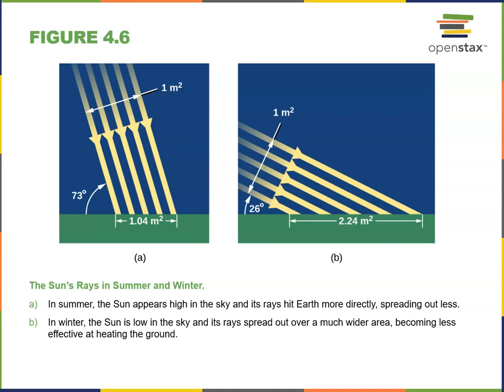So in the summer, the sun appears high in the sky, and its rays hit Earth more directly, which spread out less. In the winter, however, the sun is low in the sky, or at an angle, and its rays spread out over a much wider area, which becomes less effective in heating Earth.